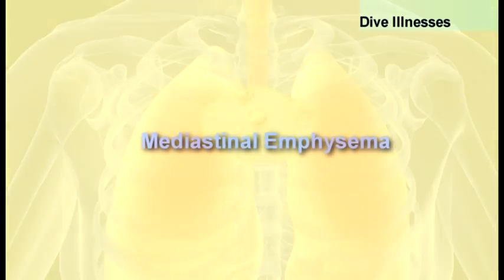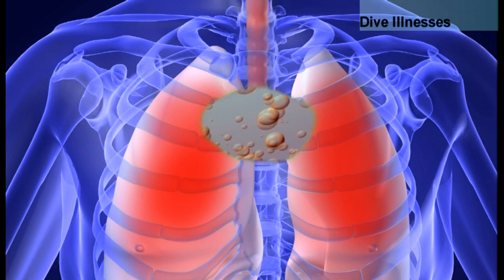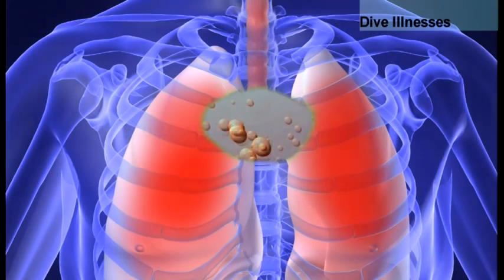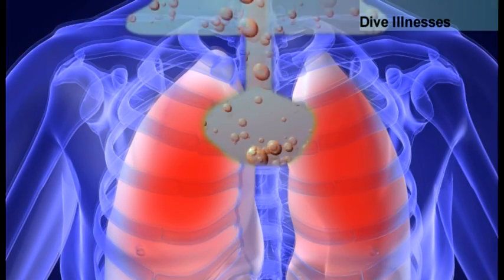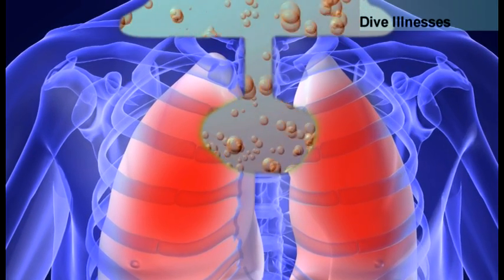Mediastinal emphysema. Air pressurized inside the lung can force air, if not into the bloodstream, into the mediastinum, located in the middle of the chest. This too can cause loss of consciousness. Subcutaneous emphysema. Expanding air can also travel out of the mediastinum, making its way to the area around the breastbone, creating a feeling of fullness around the neck.